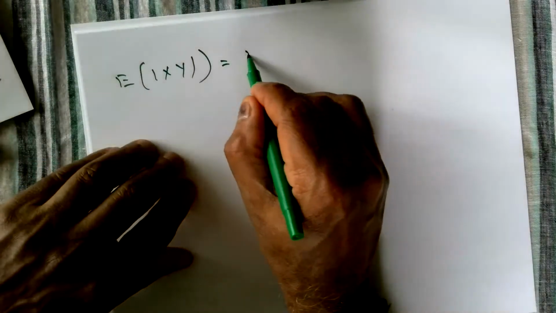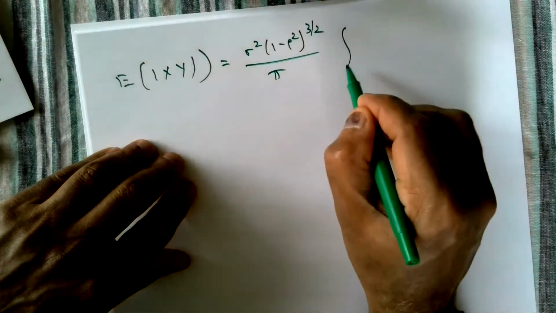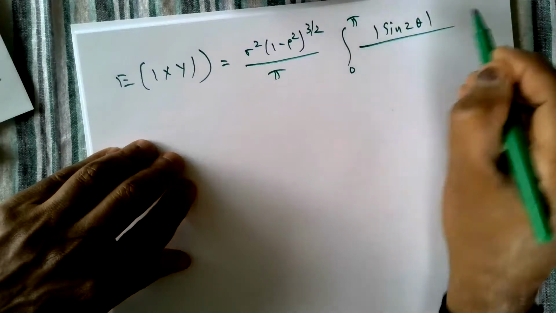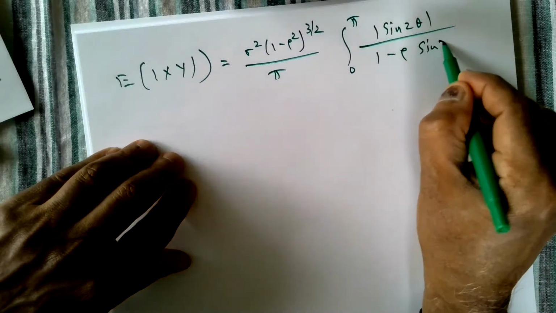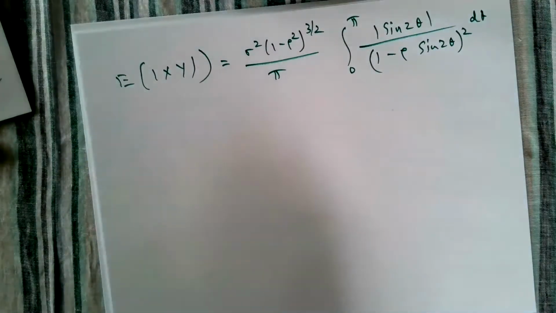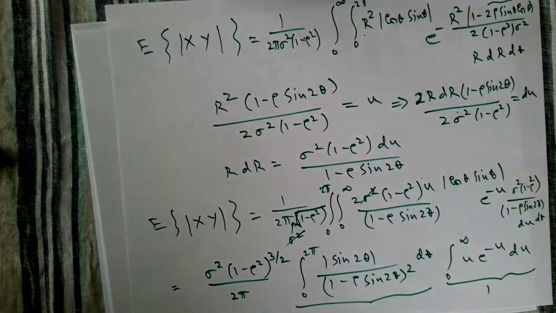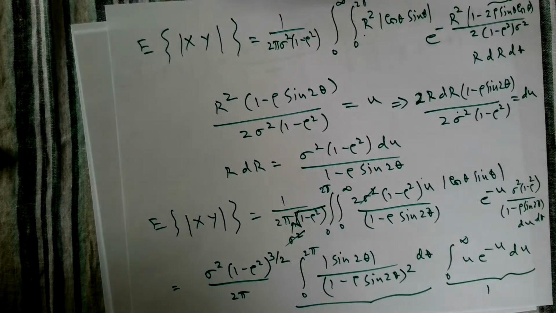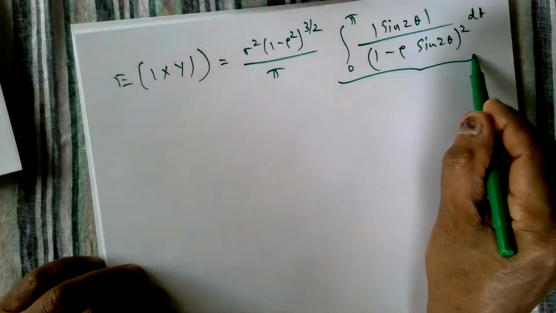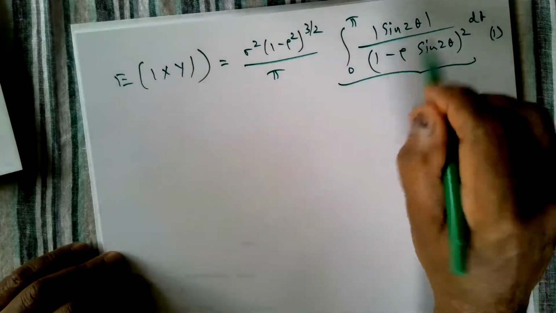So we have sigma squared (1 minus rho squared) to the power 3 by 2 divided by pi, times the integral from 0 to pi of the absolute value of sine 2 theta divided by (1 minus rho sine 2 theta) squared d theta. Look at the last line. I just copied that because of this integral. Let me concentrate on this integral. I'm not going to carry this constant all over, so I'll ultimately come back and substitute it here.